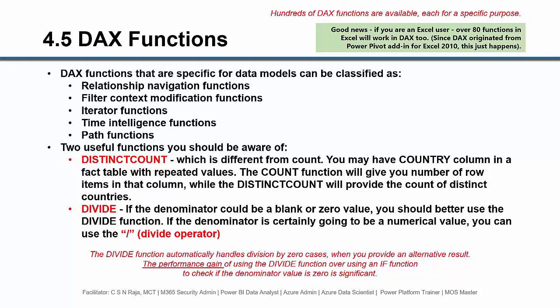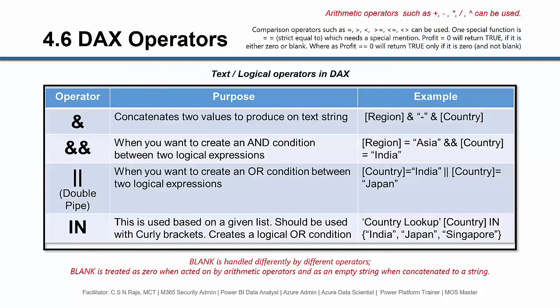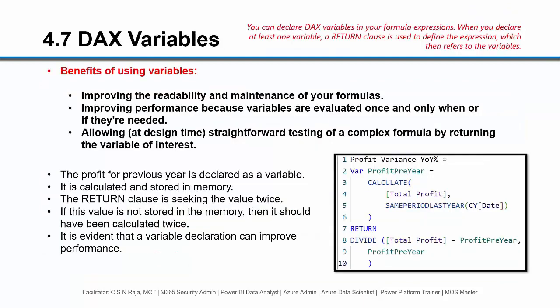There is another function called distinct count. We'll be touching upon that in a future video. DAX operators, once again, I'll be touching upon them in a different scenario. I would like to highlight one important thing. The blank value is handled differently by different operators. Blank is treated as zero when acted on by arithmetic operators and as an empty string when concatenated to a string. We had a discussion about DAX variables.